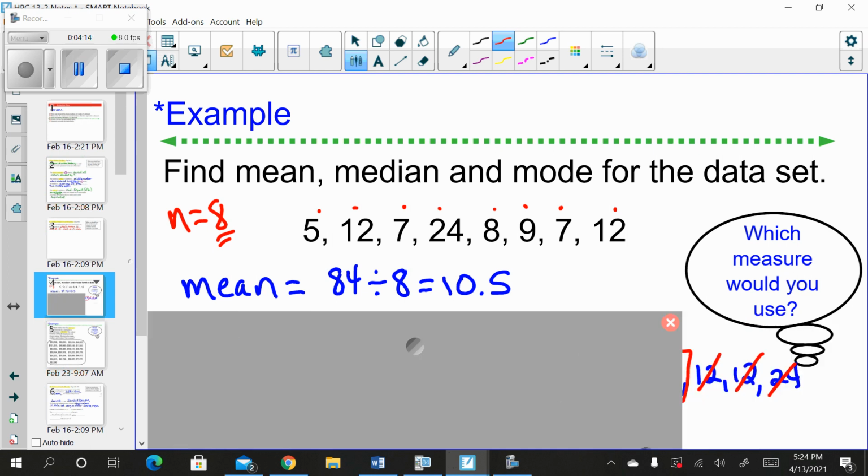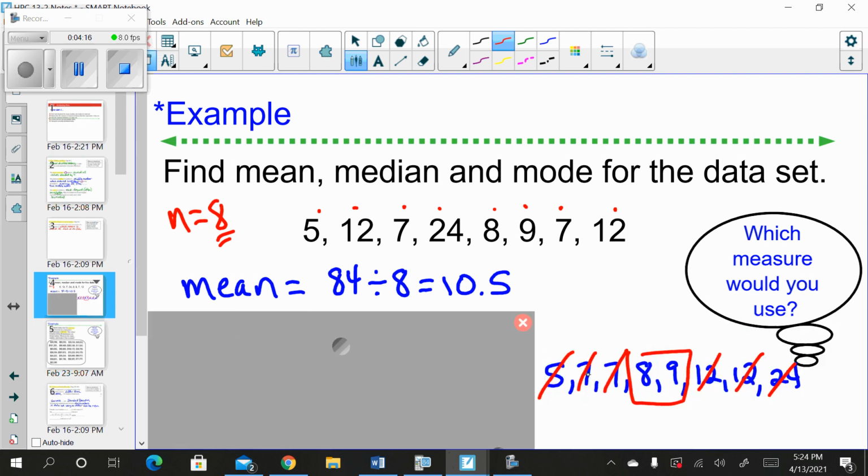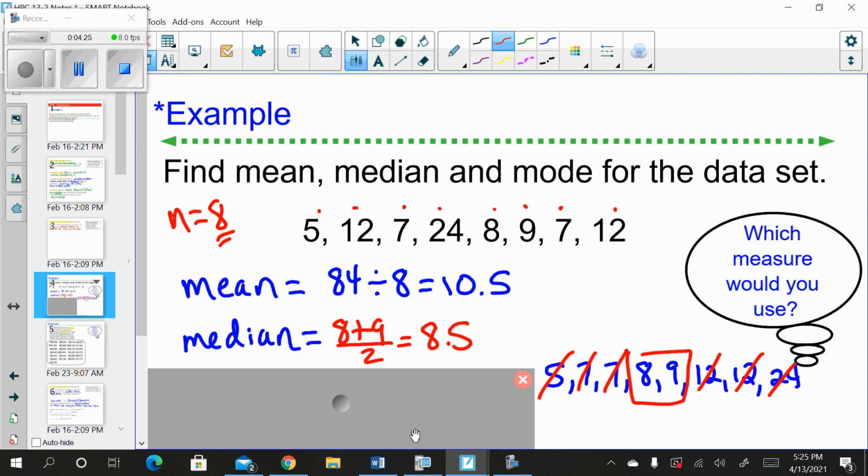So I just organized my data into least to greatest, and I crossed off at either end, and I figured, okay, they're going to be between 8 and 9. The average between 8 and 9 is most definitely 8.5. Probably didn't have to do the calculation, but that's what it would be. Average those middle two. Mode, what's the most often occurring?